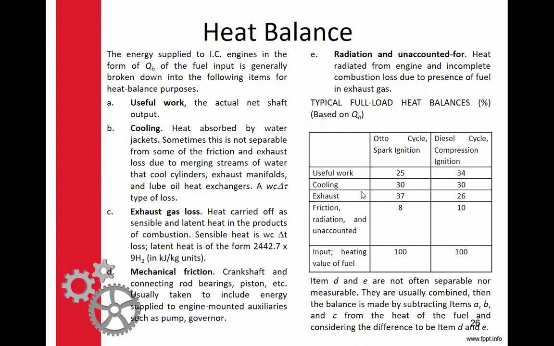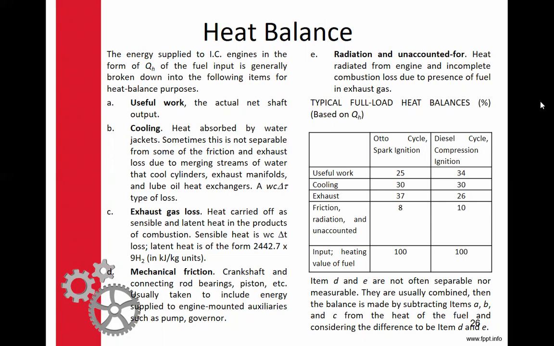B, cooling: heat absorbed by the water jacket. Sometimes this is not separable from some of the friction and exhaust loss due to merging streams of water that cool the cylinder, exhaust manifold, and lube oil heat exchanger. So a W C delta T type of loss. Then the exhaust gas loss.